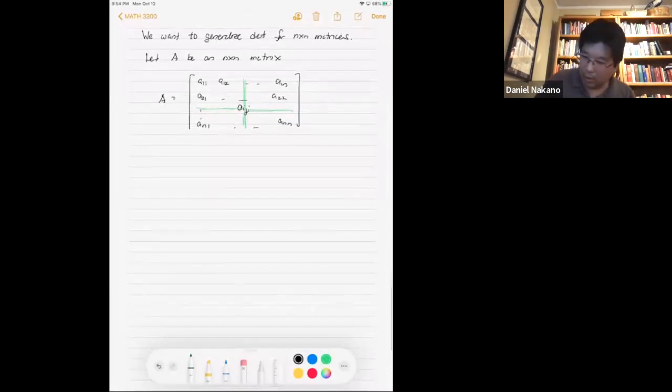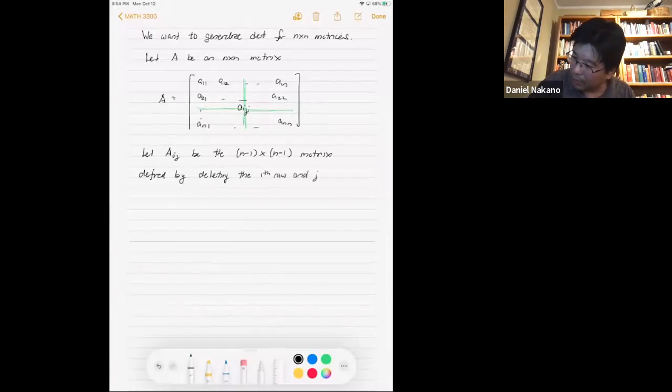So let Aij be the n minus 1 by n minus 1 matrix defined by deleting the ith row and jth column.